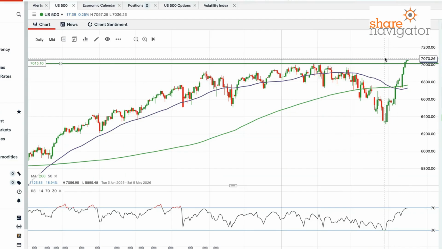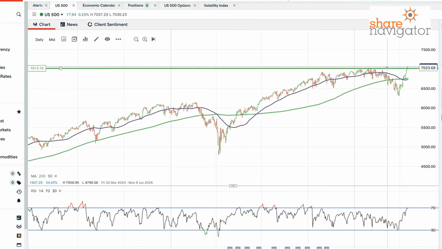In other words, what that's telling me, the index is likely to pull back to this area of commonality and it might find a bit of support here at about 7,000. That's what that means for me.